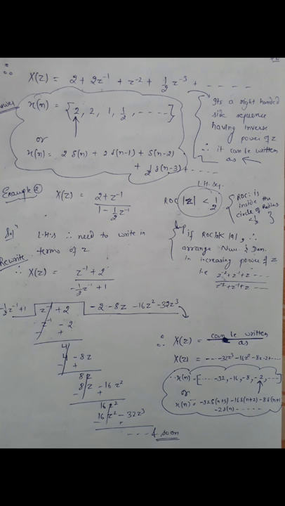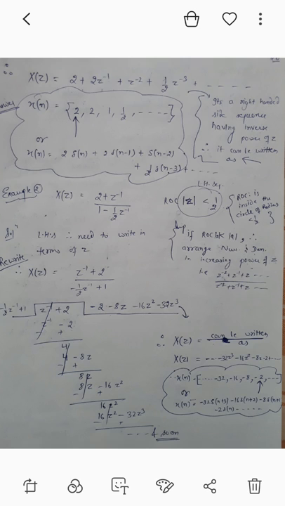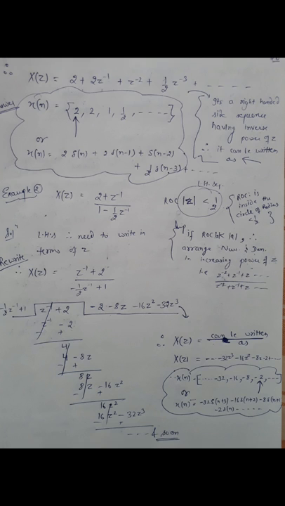Let's come to the second example. X(z) is equal to (2 plus Z inverse) upon (1 minus 1 by 2 Z inverse). Same statement. Now the difference is that ROC is given in the question as mod of Z less than half. Here ROC is mod of Z less than A. If this is the case, ROC is inside the circle of radius half.